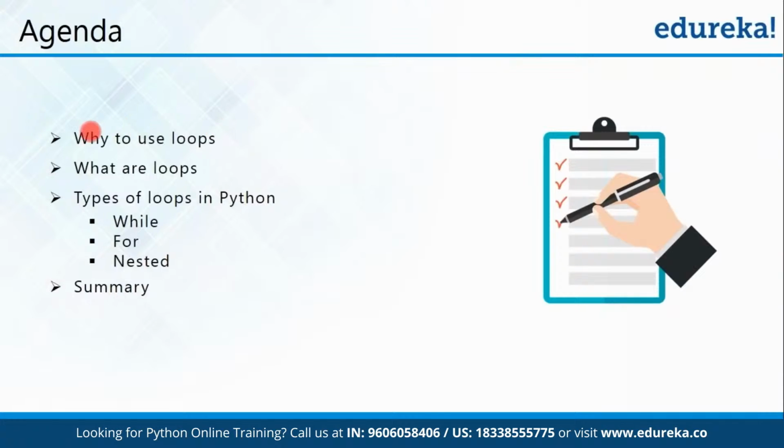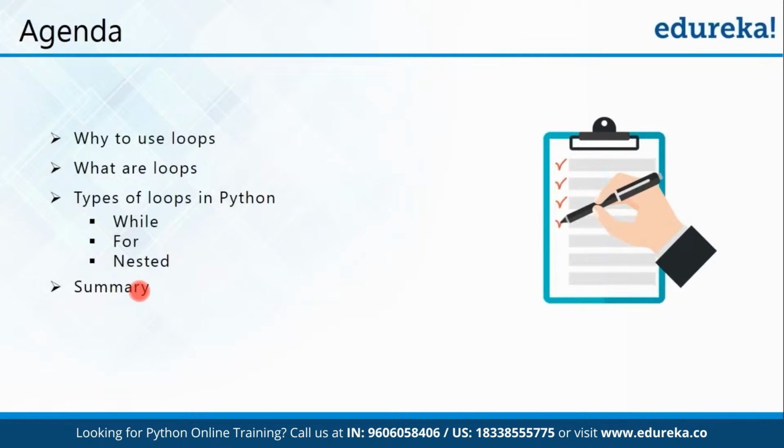In today's session we'll be focusing on various loops that are available in Python. Let us have a look at the agenda. First we'll see why to use loops. What is the reason of introducing loops in the programming world? Then we'll see what exactly loops are, and then we'll focus on various types of loops in Python, namely while, for, and nested. I'll be explaining all these three loops with examples. After that, I'll give you a brief summary of what we have discussed in today's session. I hope we all are clear with the agenda.